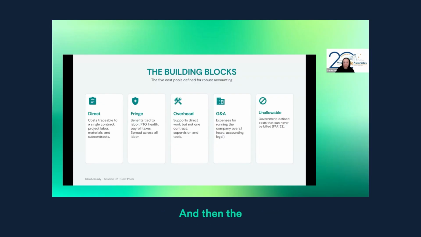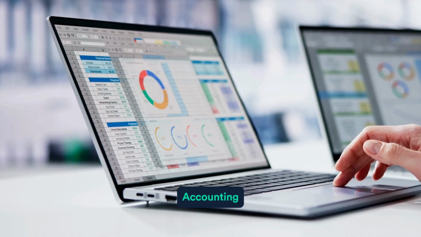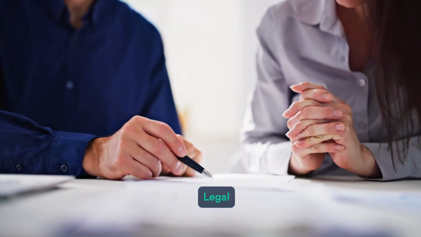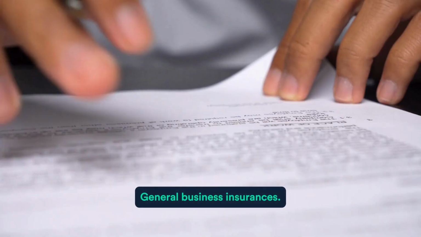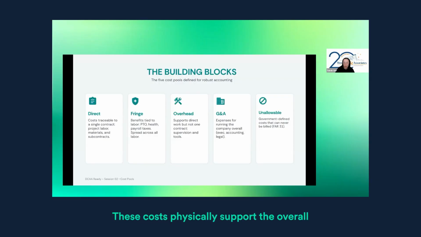And then the G&A pool, general and administrative expense, which basically will support the company as a whole, which could include the accounting or executive salaries, legal, HR, or say general business insurances. These costs basically support the overall operation rather than performing the contract work.